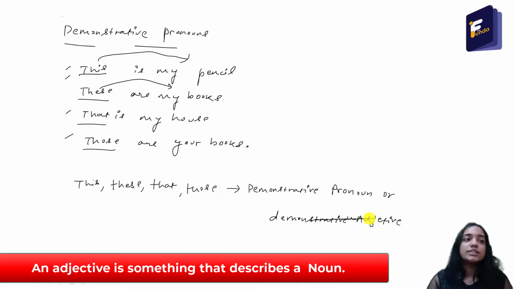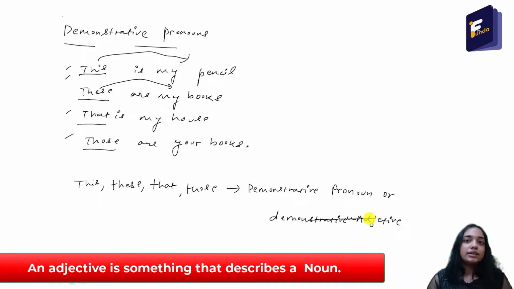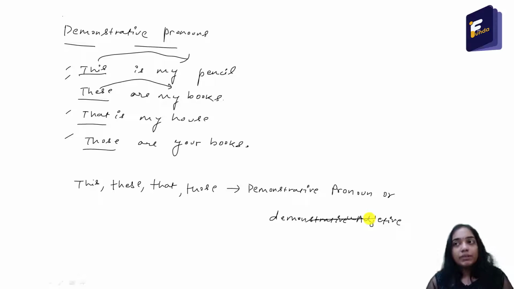An adjective is something that describes a noun. If I say a beautiful building, then the word beautiful is telling us something more about, or describing, the noun building. So the word beautiful is an adjective. One thing you have to remember is that an adjective describes or tells us something more about a noun.